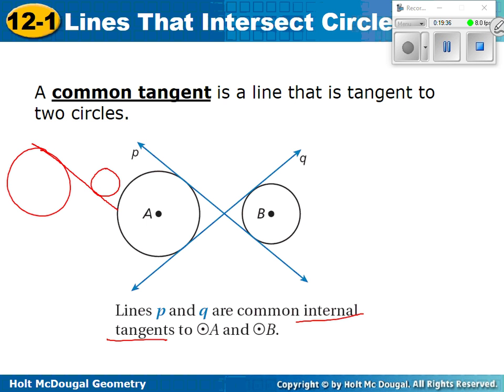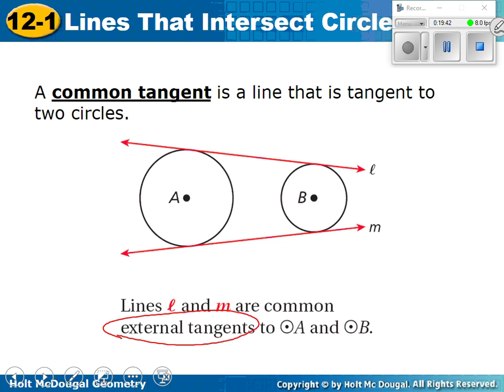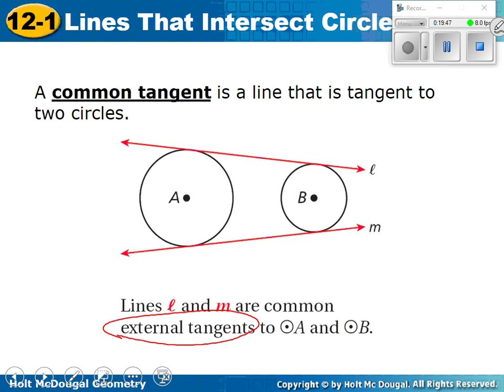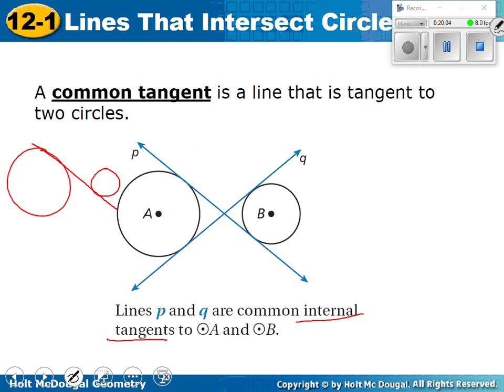So the way the book is going to describe the difference between internally tangent and externally tangent is if you were to connect the two centers, does that line segment cross the tangent line? No. So if you connect the two centers and it doesn't cross the tangent line, then they're commonly externally tangent. And if they do cross the tangent line, then it's commonly internally tangent. Okay? So a common tangent is just a line that both circles are tangent to, and it's going to be either internally tangent or externally tangent.